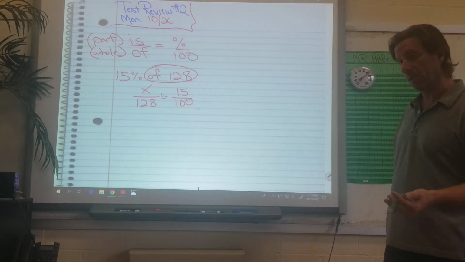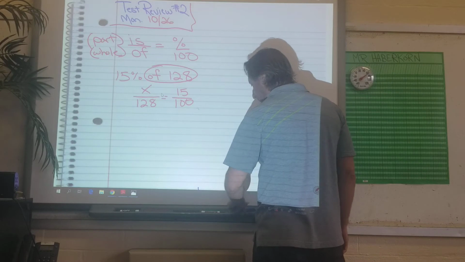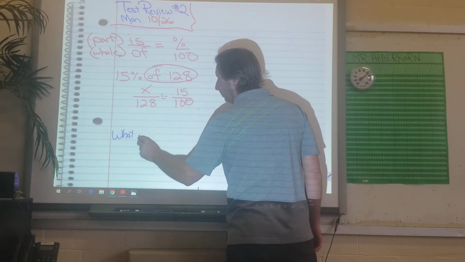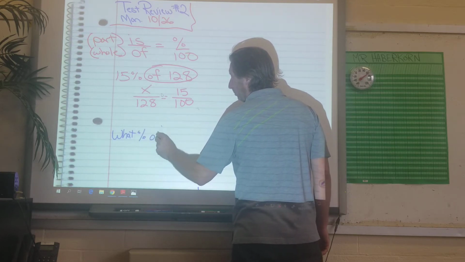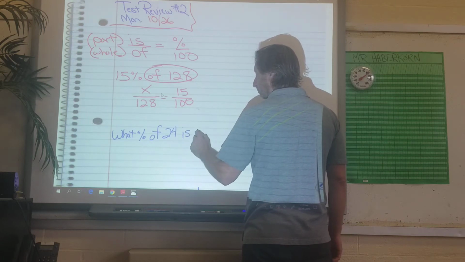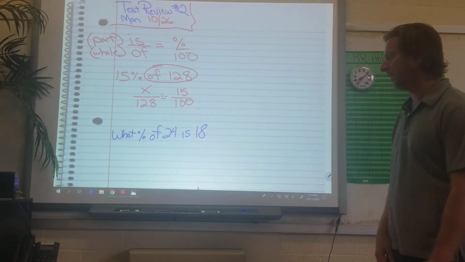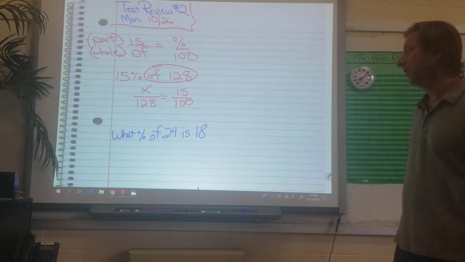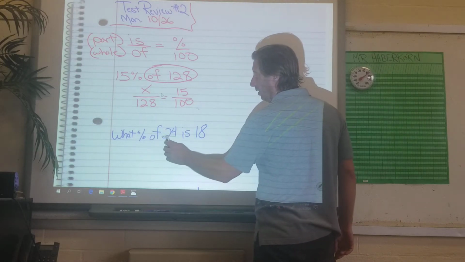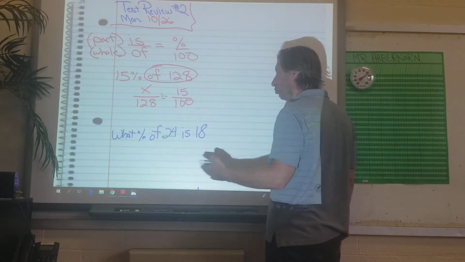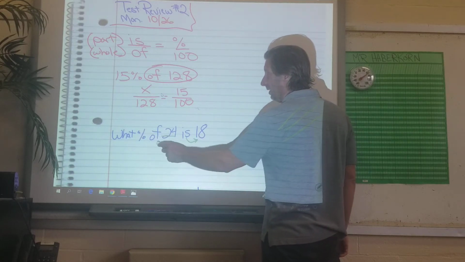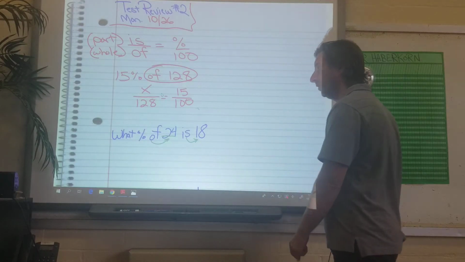Where it gets a little tricky is when you have one that looks a little bit different. Okay, what percent of 24 is 18? So this one, this 24, has both the word of and is by it. So it's a little tricky, which one is it? Well, 18 doesn't have any other words by it. So the is has to go with the 18, and the of has to go with the 24, okay?